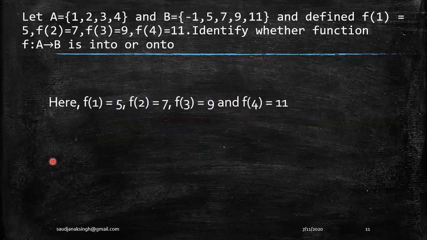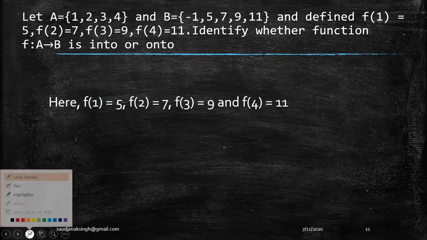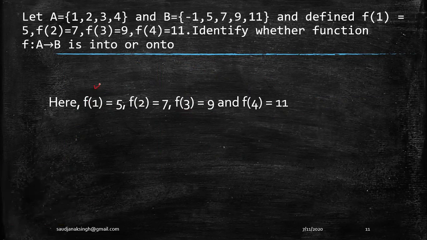The functional values are given. The functional value of 1 is 5, of 2 is 7, of 3 is 9, and of 4 is 11. 1 is inserted into this machine, 2 is inserted, 3 is inserted, and 4 is inserted. These are the inputs. These are the domain.